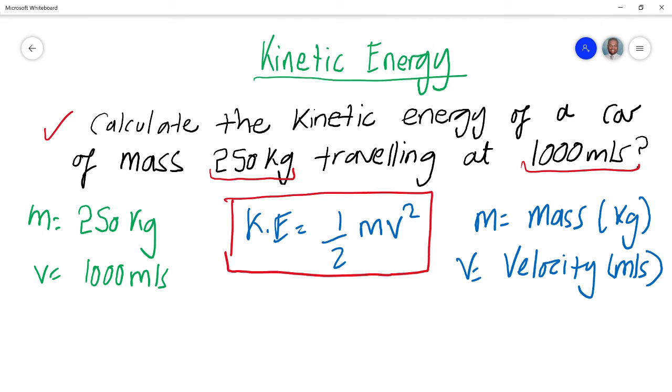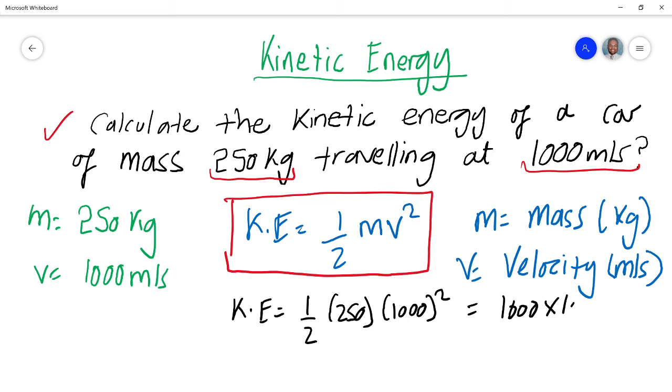So therefore we've got this formula here, and now we have to substitute. Kinetic energy is half, what's my mass, 250, and what's my velocity, 1,000 squared. Just remember, when it's 1,000 squared, it's not 1,000 times 2. 1,000 squared is actually 1,000 times 1,000. I've seen students make that mistake by saying 1,000 squared means 1,000 times 2. No, you're multiplying 1,000 twice. So with that in mind, we get our calculator and work out what's our kinetic energy.